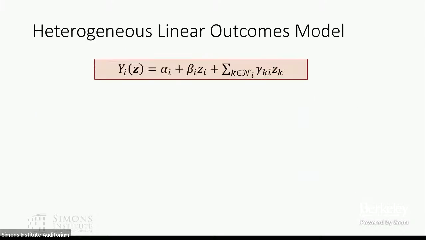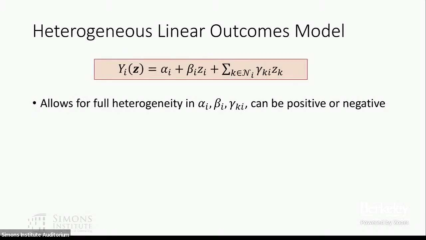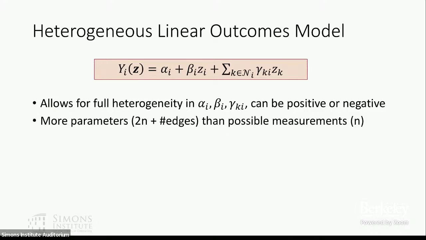So let me tell you why I think this model is a good one. First of all, it does allow for full heterogeneity. As Chris mentioned, the alphas, the betas, the gammas, they all are indexed. So the total number of parameters in this model is 2 times n plus the number of edges. That is clearly more than the number of possible measurements. So that's why I call this a nonparametric model: even as you grow the size of your data set n, your model complexity grows along with it, so you are never in the setting where you can fully identify the model.